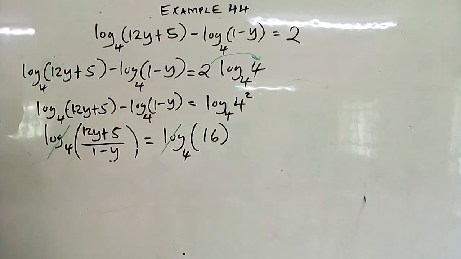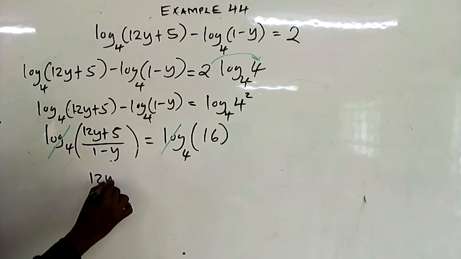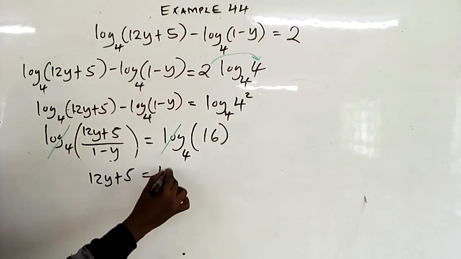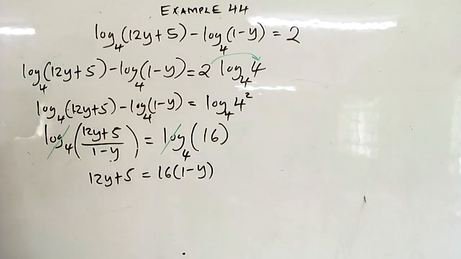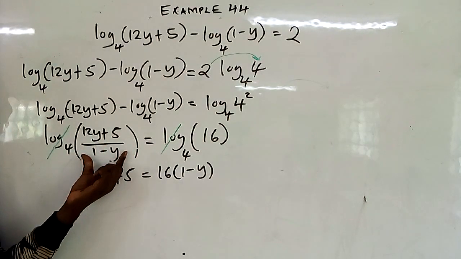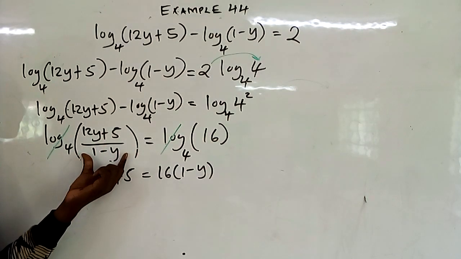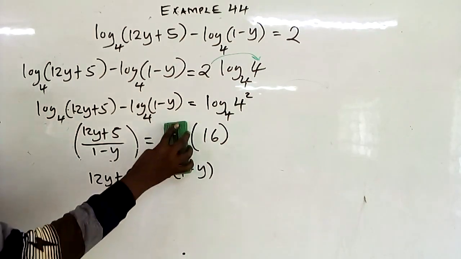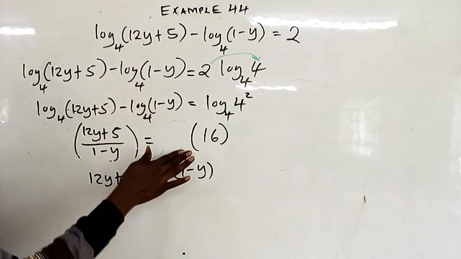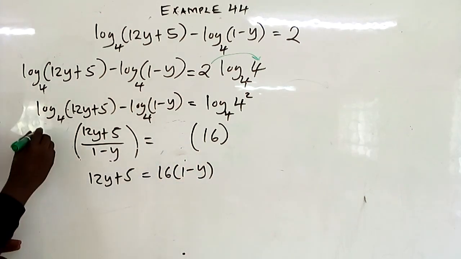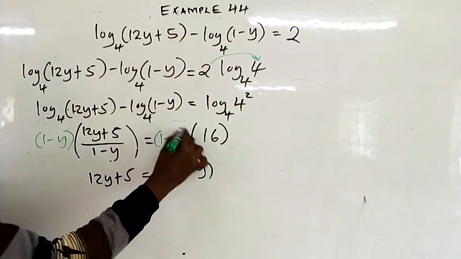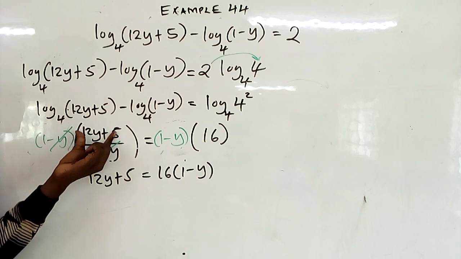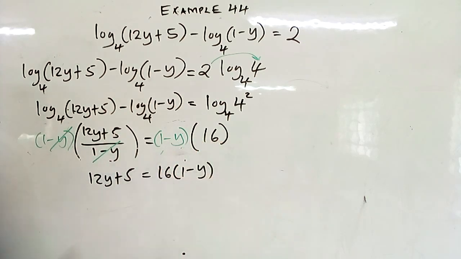After ignoring the log, what do you remain with? You remain with 12y plus 5 equal to 16 into 1 minus y, meaning you multiply both sides of the equation with the denominator. The denominator is 1 minus y. We multiply both sides of the equation by 1 minus y because we've ignored the log on either side of the equation. So that this goes with this. You remain with 12y plus 5 equal to 16 times 1 minus y. Are we together? Then you simplify.